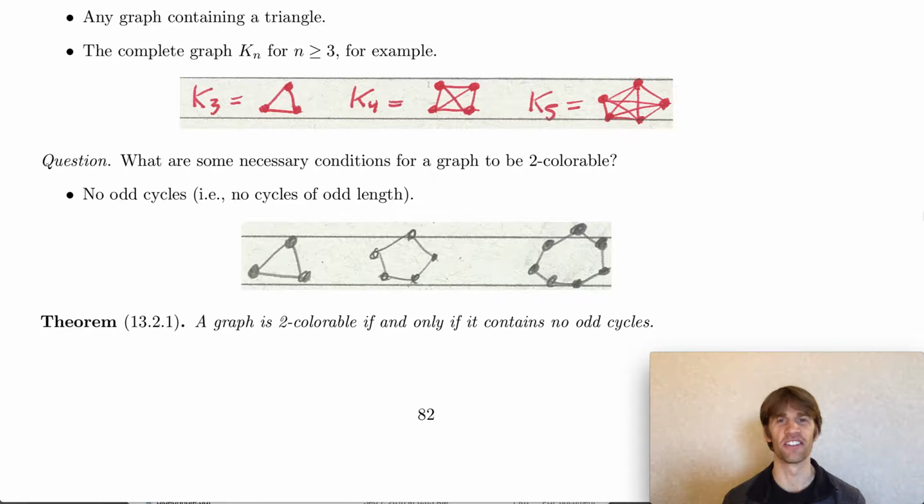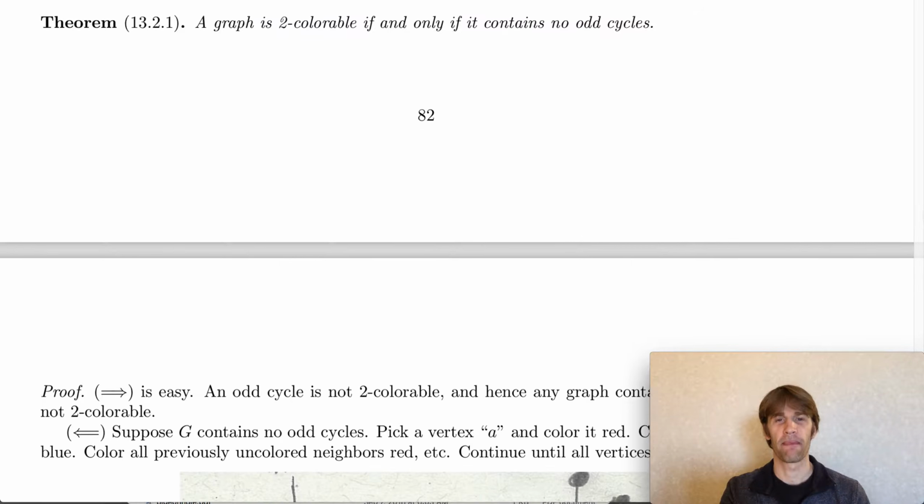What's remarkable is that this necessary condition is also sufficient. So this is the content of Theorem 13.2.1. A graph is two colorable if and only if it contains no odd cycles. All right, so if it's two colorable, then it contains no odd cycles. That's not so hard. But what's surprising is that also, if it contains no odd cycles, then necessarily we can color it with two colors. Let's discuss the proof of this theorem.